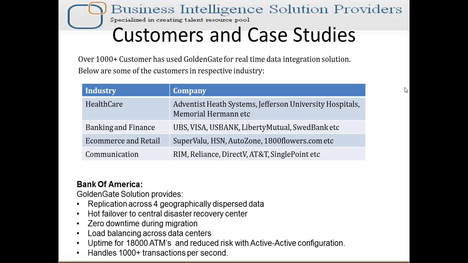So we have replication across geographically dispersed data centers. Hot failover to a central disaster recovery center. Zero downtime during migrations. Load balancing across data centers. Uptime for 18,000 ATMs, and reduced risk with the active configuration. 100,000 plus transactions per second.